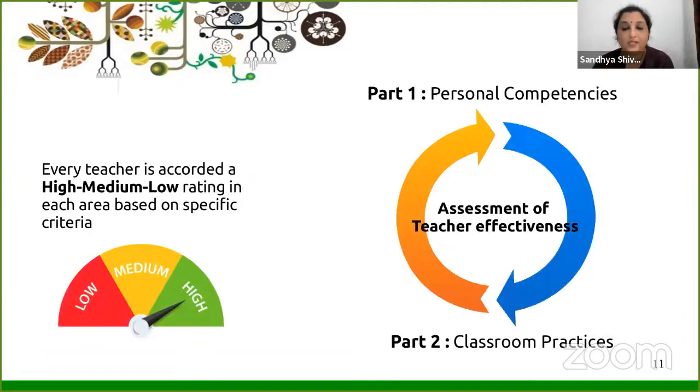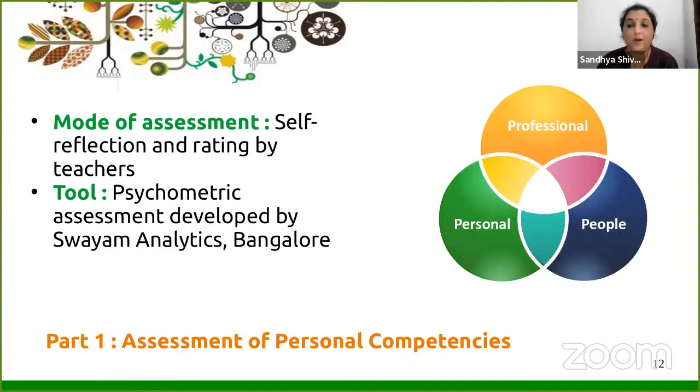Basically, as part of this assessment of teacher effectiveness, there are two parts. One is assessment of personal competencies, and the second part is assessment of classroom practices. Based on this assessment, every teacher is accorded a high, medium, or low rating in different areas. There are different criteria for part 1 and part 2, but on all the different criteria and areas, there is a high, medium, low rating that is given to every teacher, right?